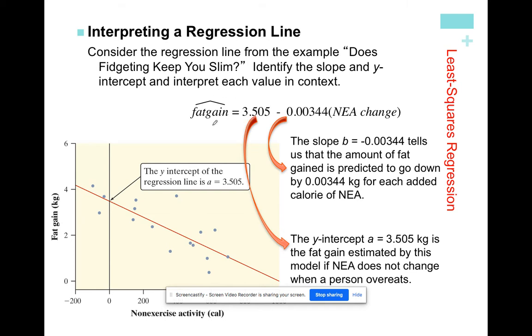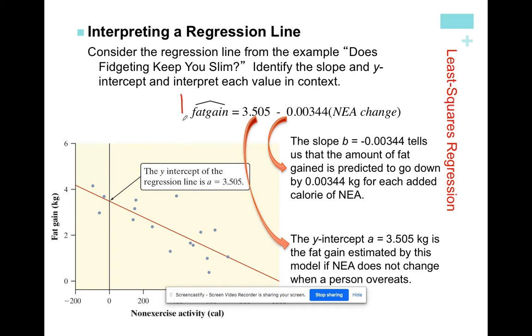The slope, and we can get that from our equation here, is negative 0.00344. That tells us that as we increase non-exercise activity by 1 calorie, we predict the fat gain to decrease by 0.00344 kilograms.